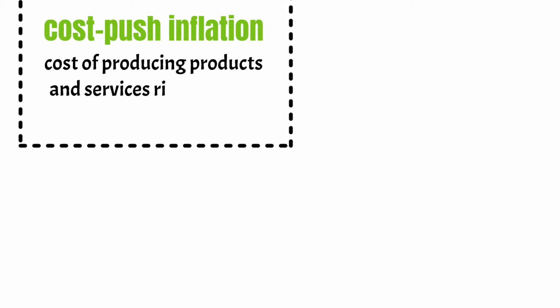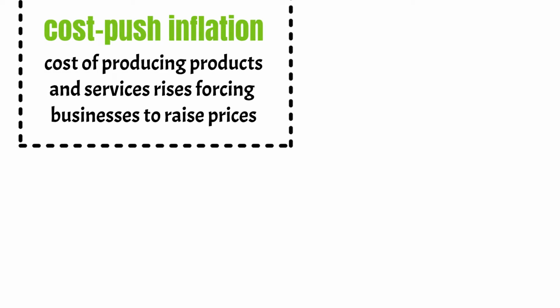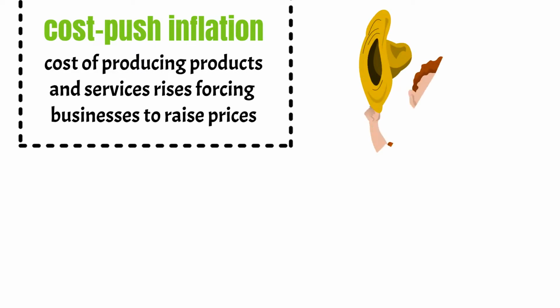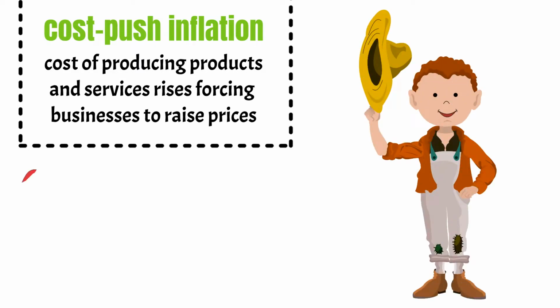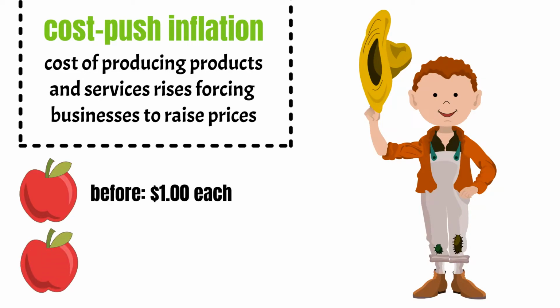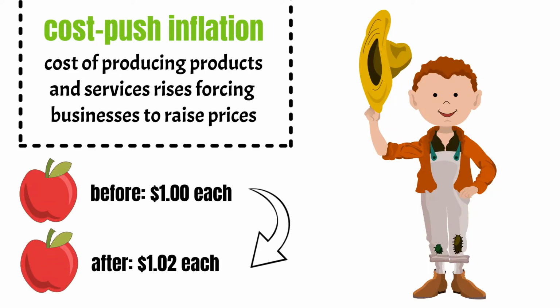Cost push inflation occurs when the cost of producing products and services rises, forcing businesses to raise their prices. This is the case for the example of the farmer that we talked about at the beginning of this video. Because his costs for producing apples increased, the farmer had to raise his prices as well.